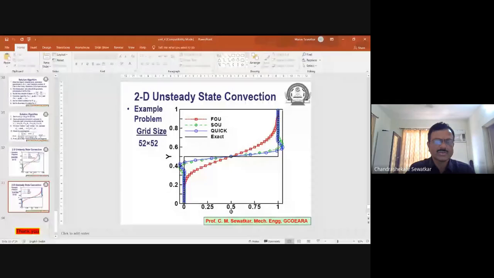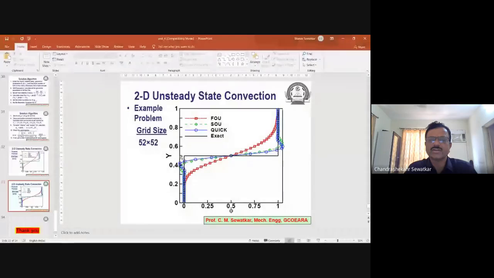Is there any other question? In the graph, why is it sharp at 0.4? No, this is at 0.5. That's the center. That's the physical nature of the problem. If you look at the physical nature of the problem, you will find that there's a sharp change at the center itself.